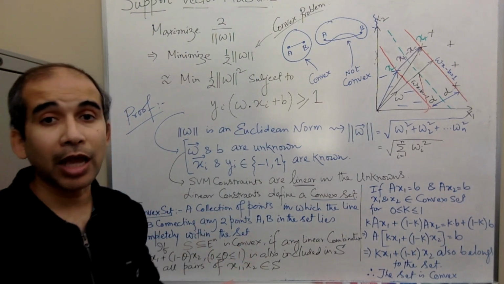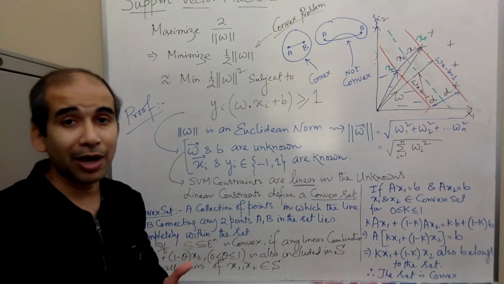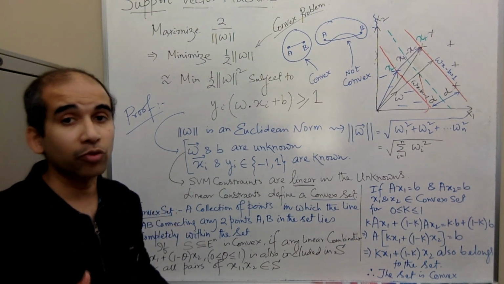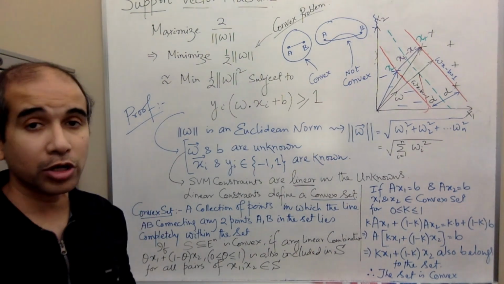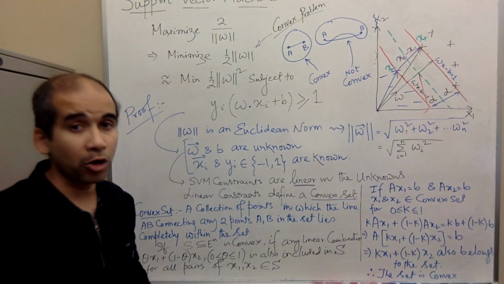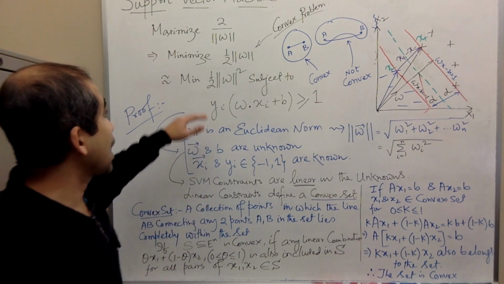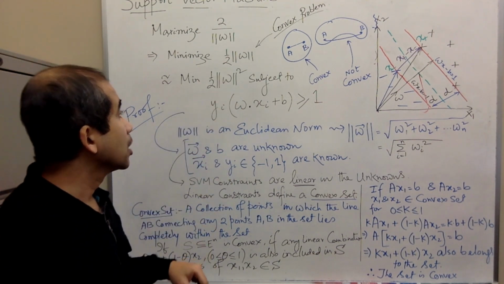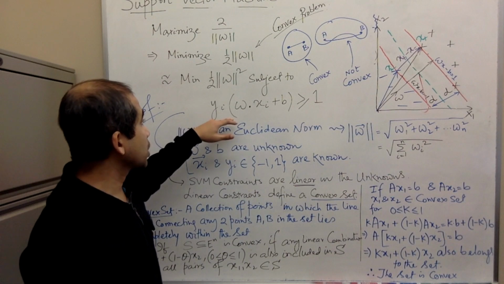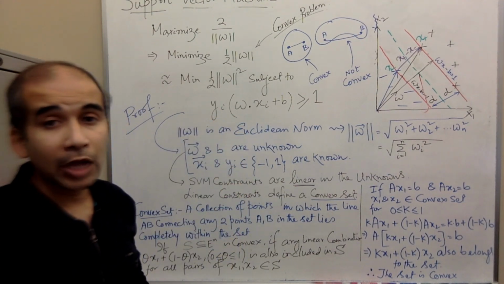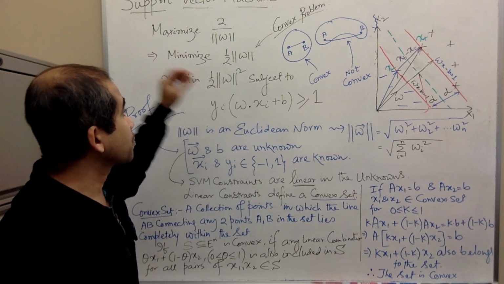If we maximize that, we can reverse it and say that we rather want to minimize mod w divided by 2, or half mod w, and for mathematical convenience we can write it as half mod w square, subject to this constraint, the decision rule you remember. We are saying this is a convex optimization problem.